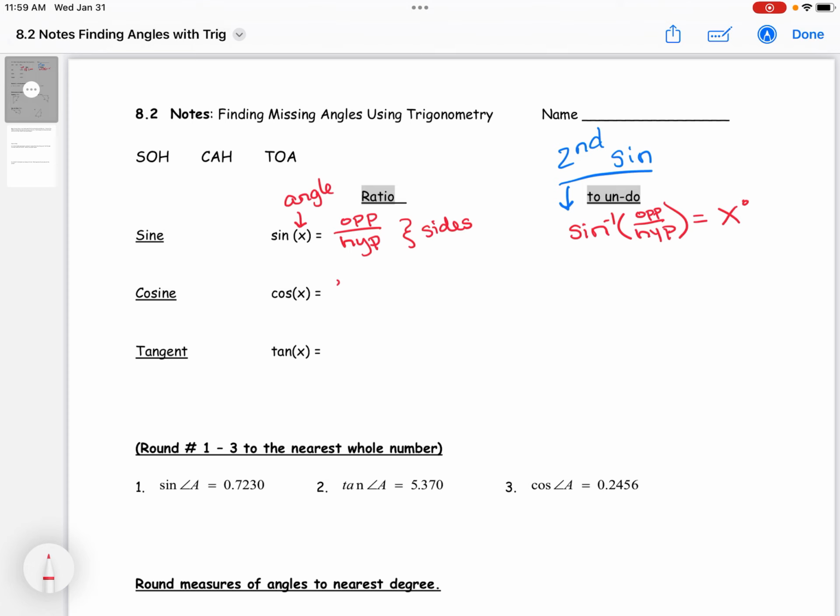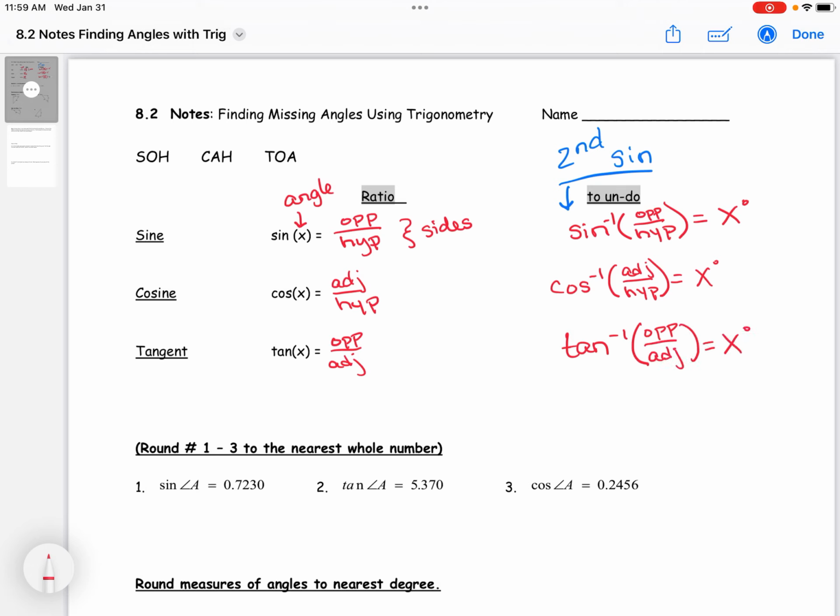Cosine is adjacent over hypotenuse. If I want to find the angle, I do second cosine, adjacent over hypotenuse. I'm putting the numbers in, and that gives me the angle measure. Tangent is opposite over adjacent. To find the angle measurement, I would do tan inverse, second tangent, opposite over adjacent, and that would give me the angle in degrees.